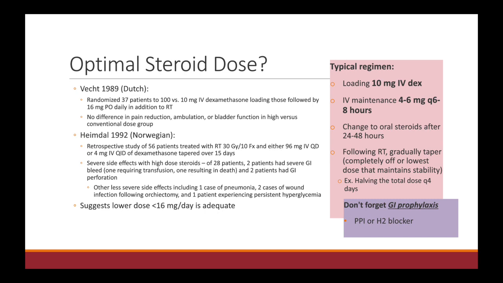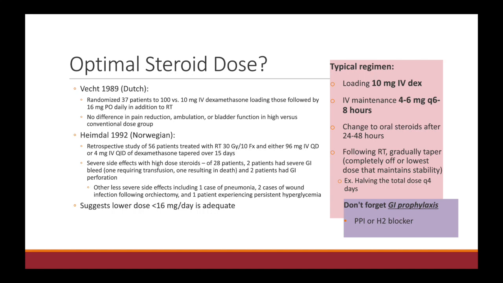The patients that received high-dose steroids, as in the Sorensen trial, actually had some severe side effects though, including severe GI bleeds, one of them resulting in death, as well as GI perforation. They had additional, less severe side effects as well, including pneumonia, wound infection, persistent hyperglycemia. And so these studies tell us that a lower dose of steroids is equally as effective, and steroids are not without side effects. So as helpful as they are, we don't want to be using dangerously high doses.